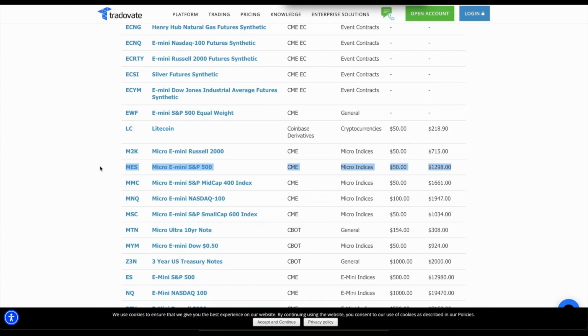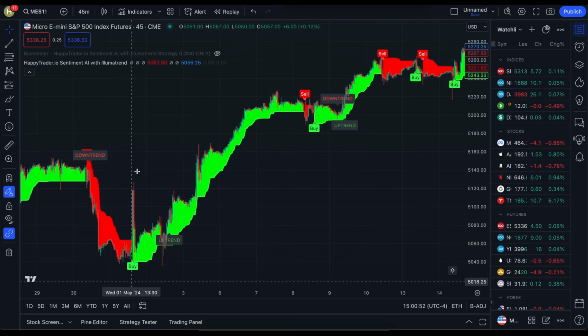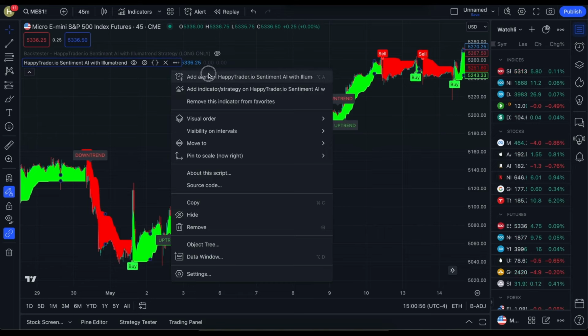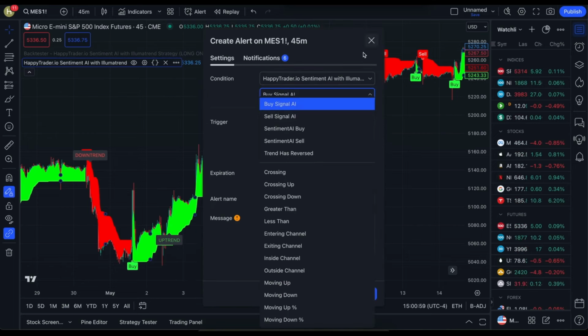The first thing we're going to do is head over to Tradovate, look for our overnight margin, and we can see that it's 1298. We're going to get into our strategy tester. We're going to make sure that we're just using our uptrend and downtrend signals, buy signal AI, sell signal AI, and sentiment AI, buy and sell, which are going to give us everything that we see on the chart here.